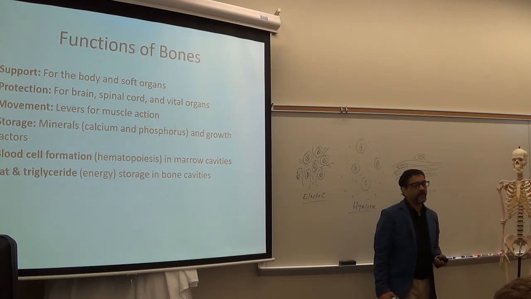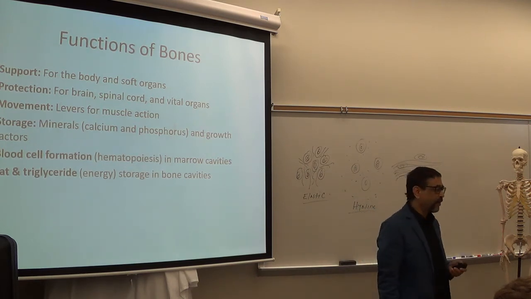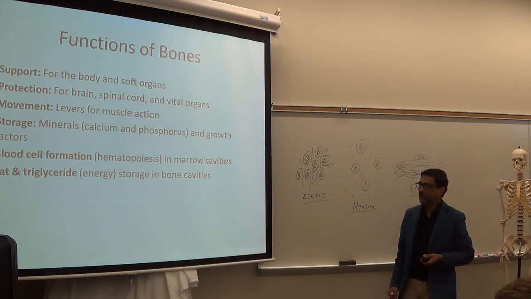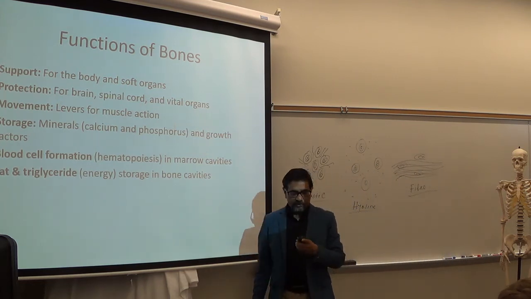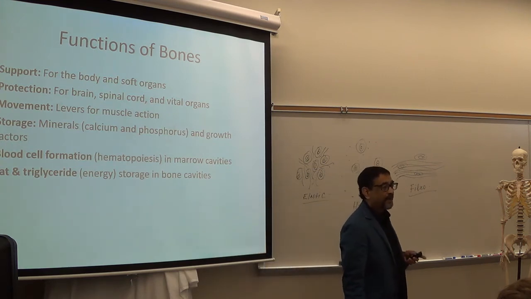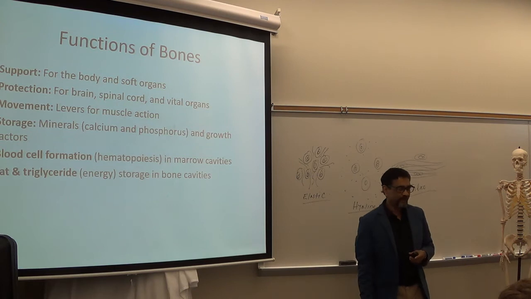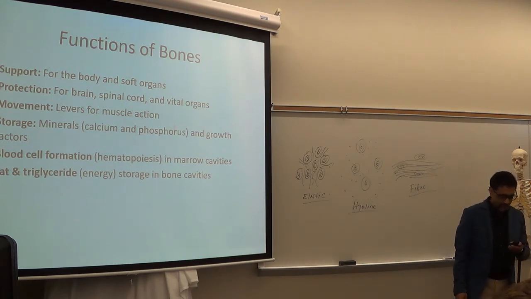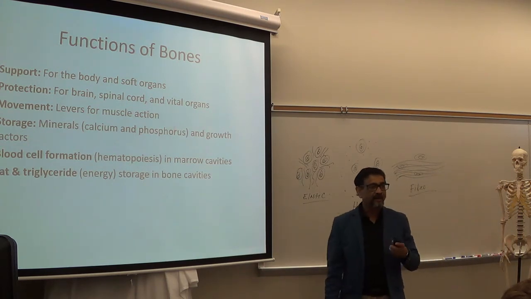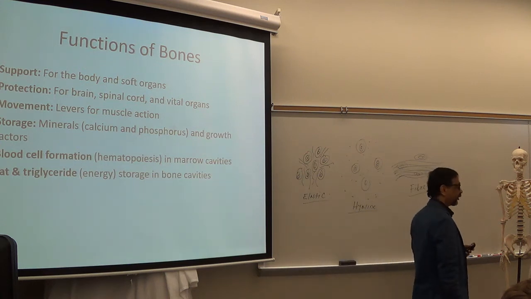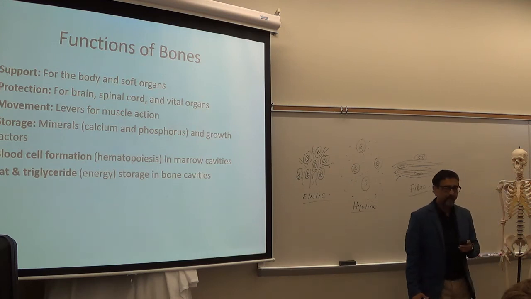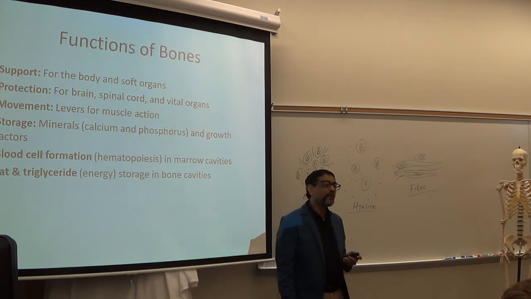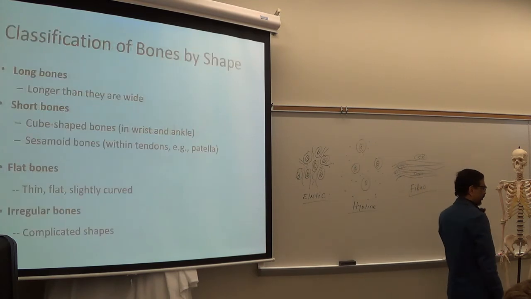Blood cell formation. You know that inside the bone you have red bone marrow, which is the primary site for the production of blood cells. Bone marrow produces blood cells. Also, inside the bone, you have yellow bone marrow, which is fat or adipose tissue. And you all know that fat is considered a source of energy. So, when fat is metabolized, plenty of ATP is produced. Those are the important functions of your bones.